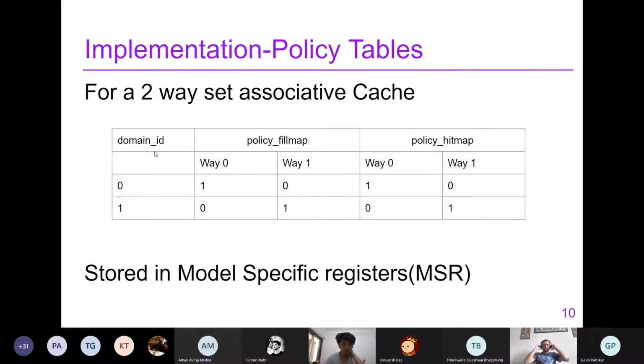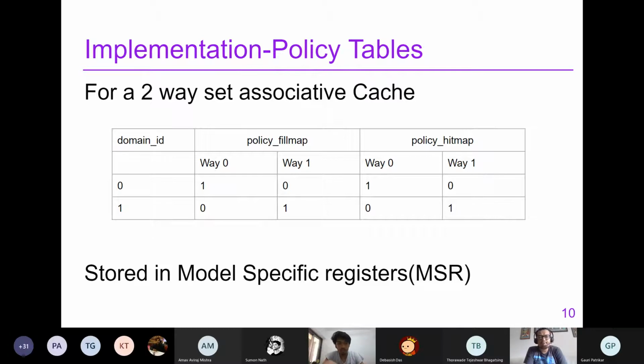Okay, now what they do is they associate each of these domains with two variables for each way. For example, there is a policy fill map. This policy fill map tells us whether or not we can evict from that way or not.